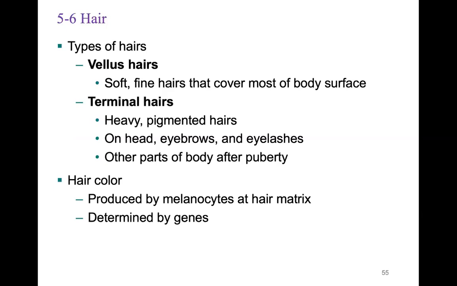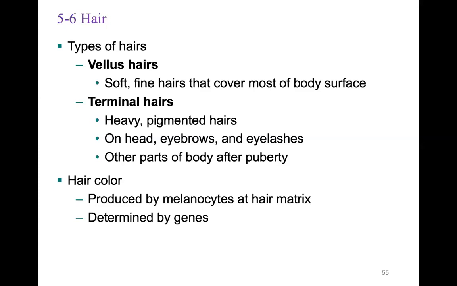There are different types of hair. We have vellus hair. This is soft, fine hair that covers most body surfaces. This is a lot more prevalent in females than males. And then you have terminal hairs. This is heavy, pigmented hair. We typically find this on your head, eyebrows, eyelashes, and other parts of the body after puberty: underarms, groin area. And in males, the legs and arms will have more terminal hair, less vellus hair, less of that fine hair, more of that coarse hair.